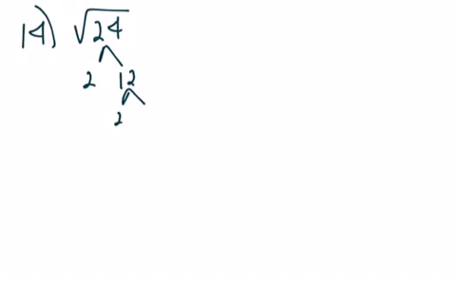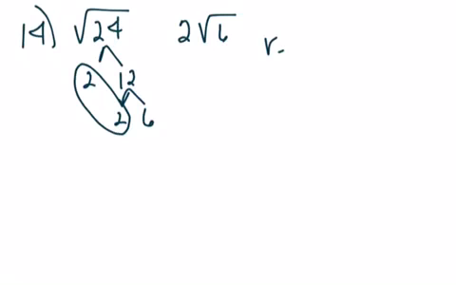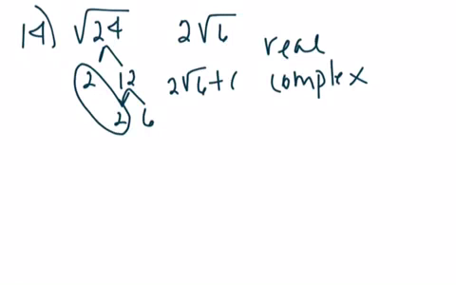If you look at number 14, it has the square root of 24, and if you remember from factor trees, that's 2 times 12, which is 2 times 6. For every 2 we take out 1, so that's 2 times the square root of 6. That is a real number, and it is a complex number because we could have 2 times the square root of 6 plus 0i.